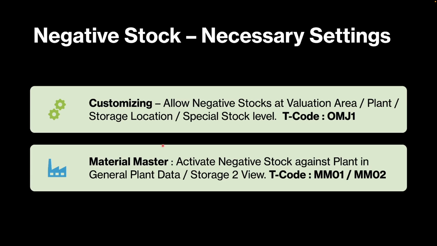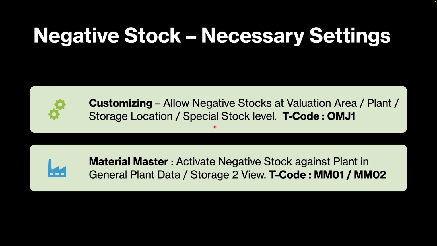So first you have to do a customizing. You can see here, you have to allow negative stocks at valuation area, plant, storage location or special stock level. So to have negative stocks in your plant, you must activate that at your plant and storage location level. You can also have special negative stocks. You will have to activate negative stocks for special stock indicators also. We'll see in SAP how we can do this setting. The T code to do this configuration is OMJ1.